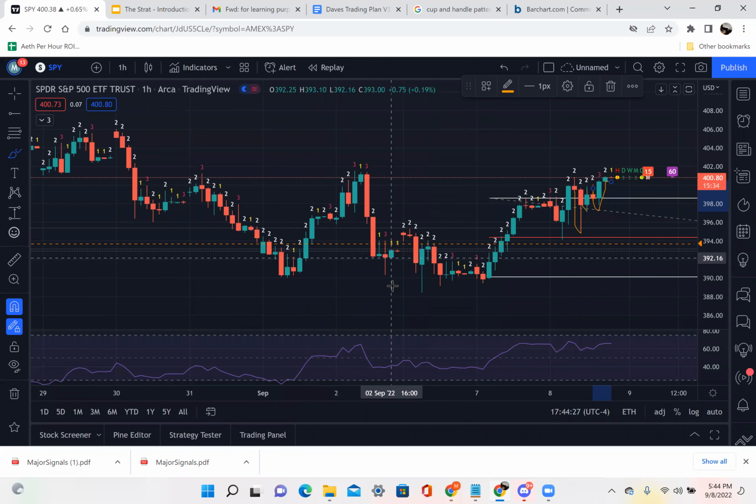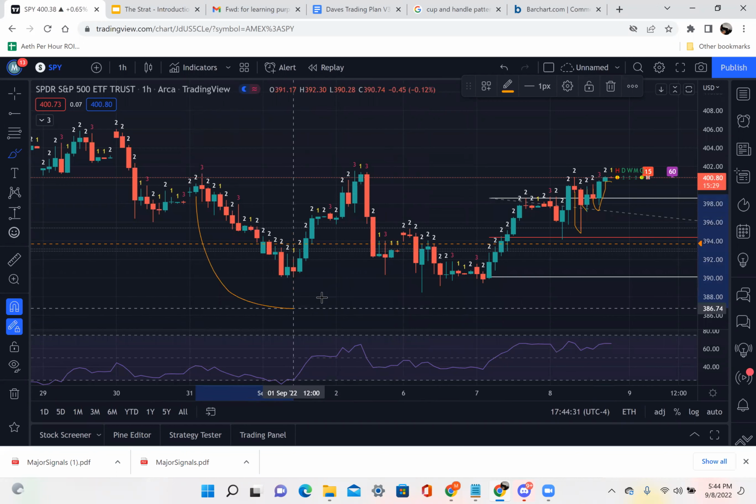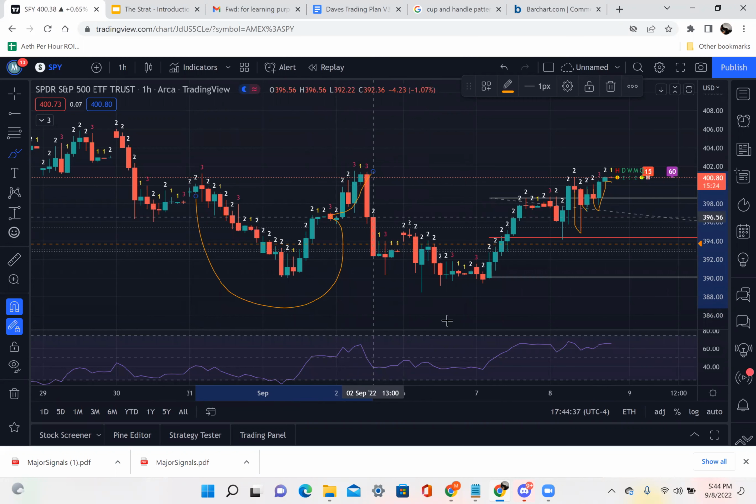All right, so this is also a cup and handle right here. It's just not beautiful. That's your handle part right there and your blast off. And I'm glad that I just saw that one, right? Falling into like one of these.